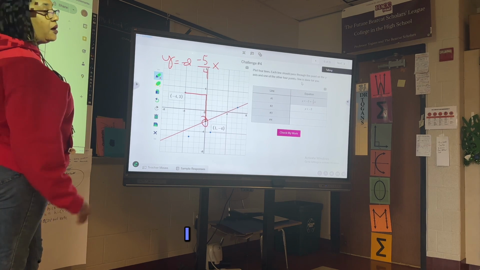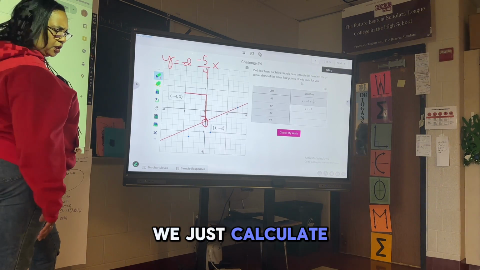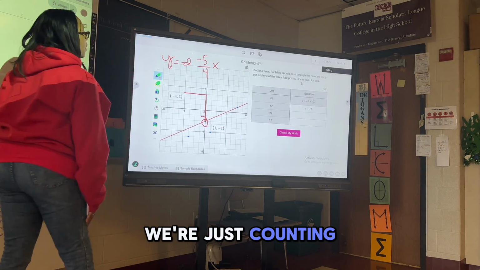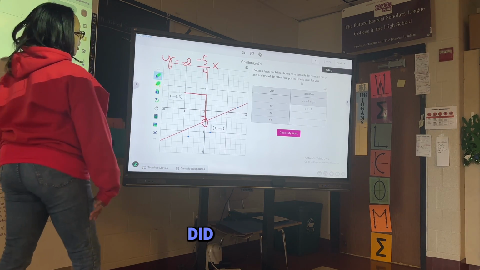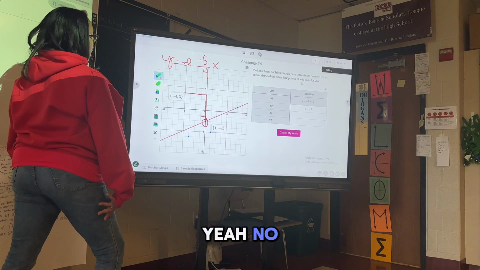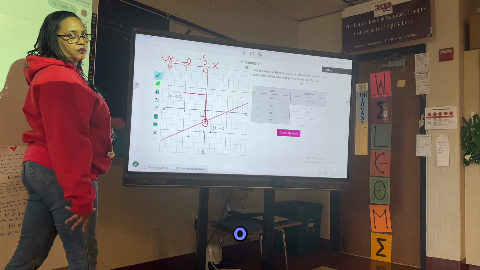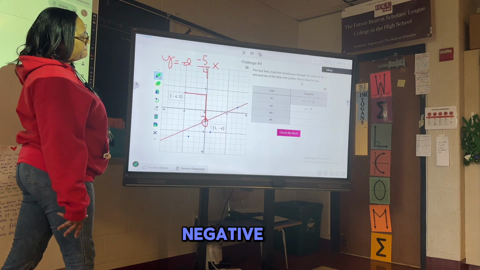I was getting ready to do it the real long way, and I was like, wait, we just calculate the slope. Well, we're not even calculating the slope, we're just counting squares. Did it work? Y equals -2 minus 5 over 4x. For the third one, it's negative 5 over 4. Yeah, -5 over 4x.